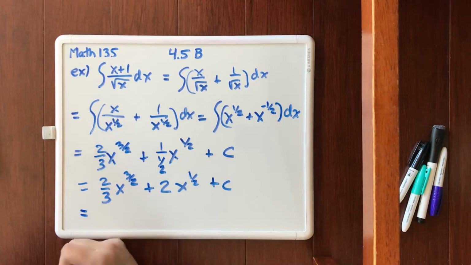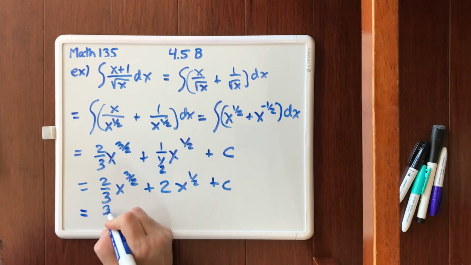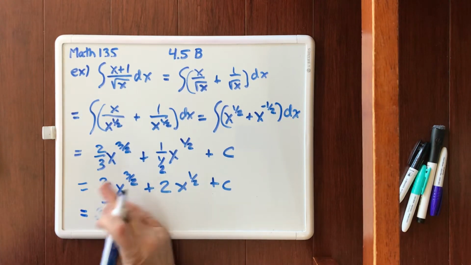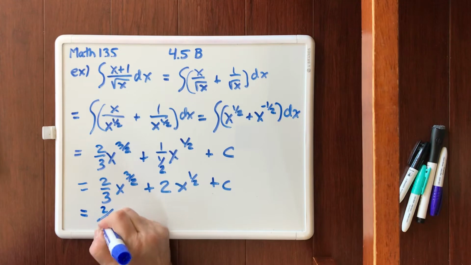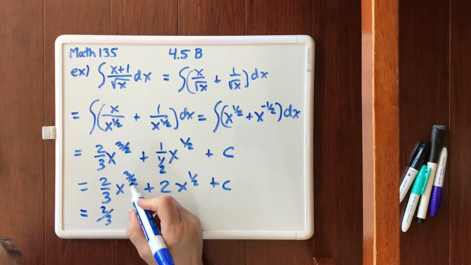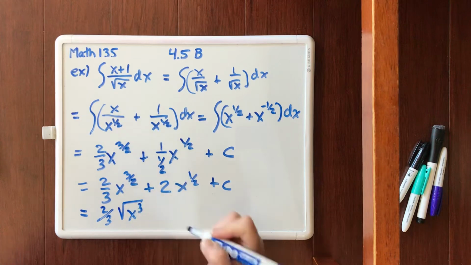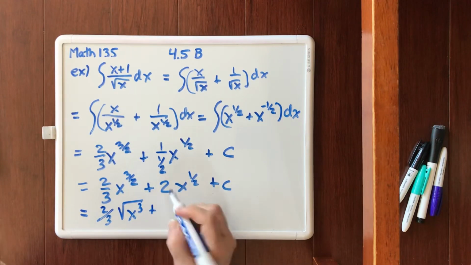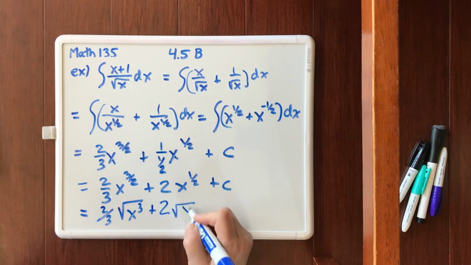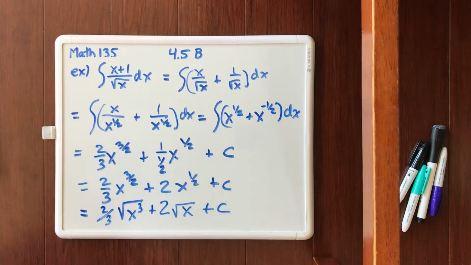And then if you're required to put it in radical form, 2/3, this is only if you're required to, you have a square root here, and then we're going to cube our x. All right, and this becomes 2 square root of x plus c. All right, very good. Let's go on to the next one.